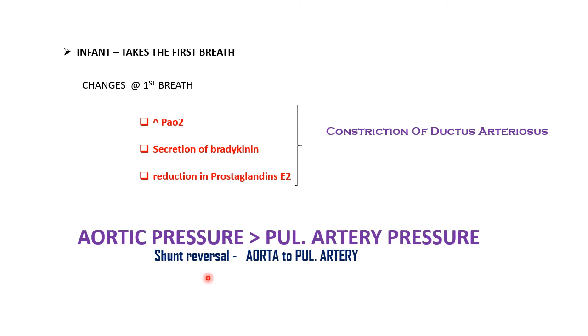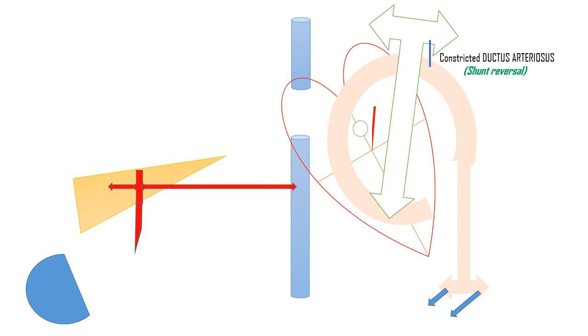This will produce the reversal of the shunt. So from the aorta to the pulmonary artery, now the reversal of shunt happens in the constricted blood vessel called the ductus arteriosus. So once the ductus arteriosus gets constricted, the reversal of shunt happens. So the pressure in the aorta gets higher. It pushes the blood forcefully again into the pulmonary artery through this constricted ductus arteriosus. So this is the first shunt reversal.